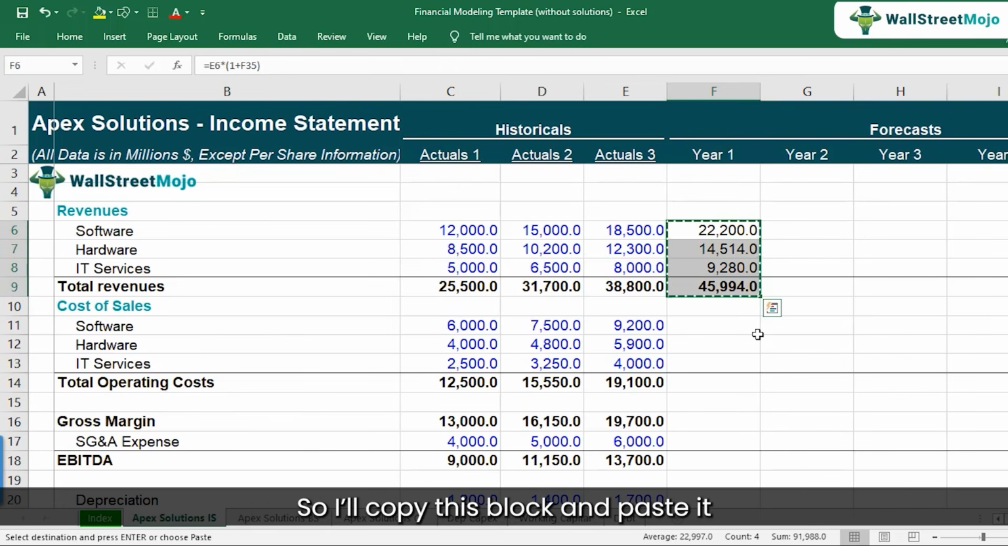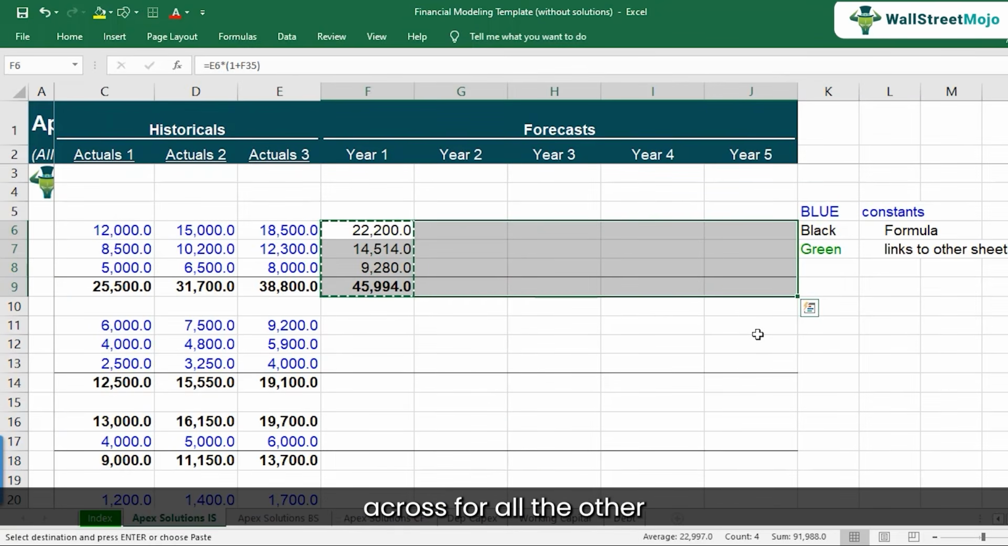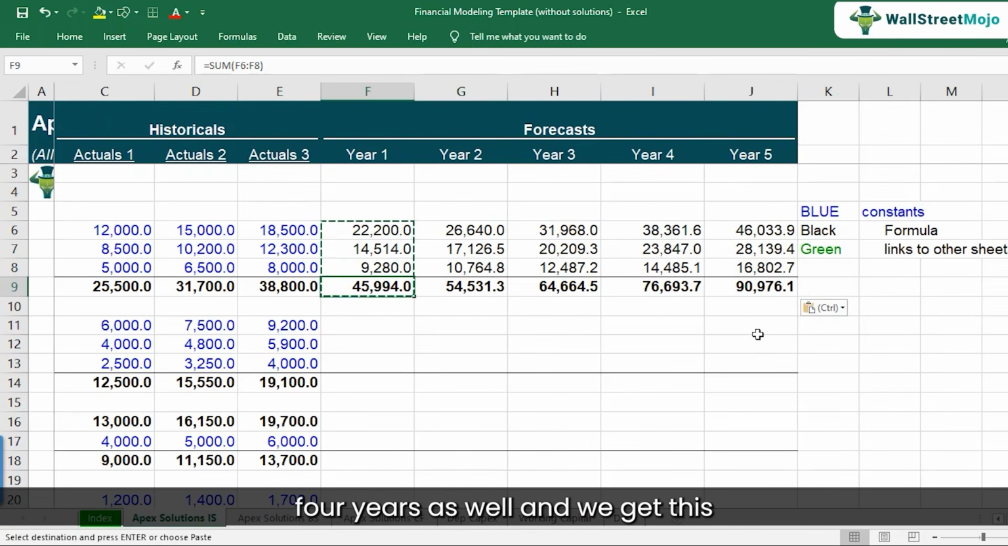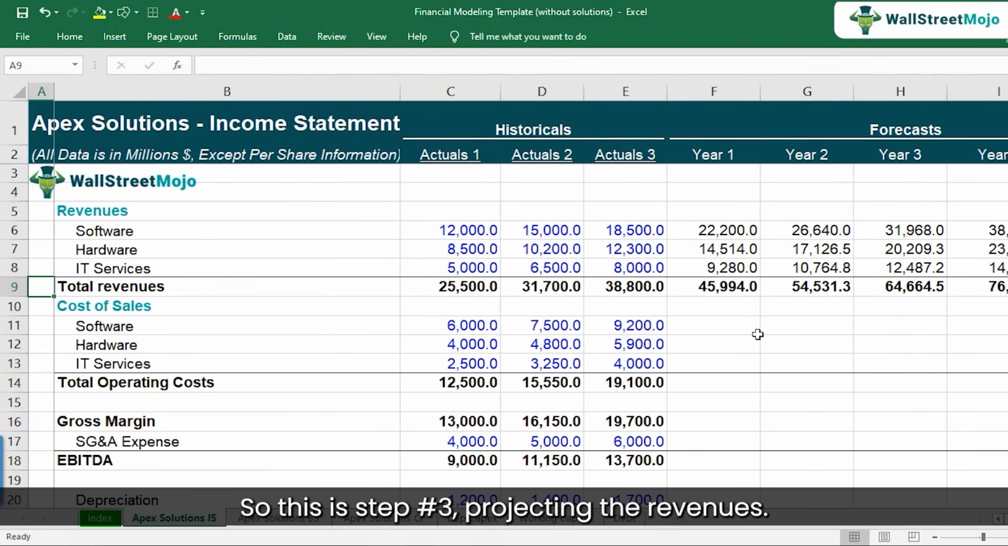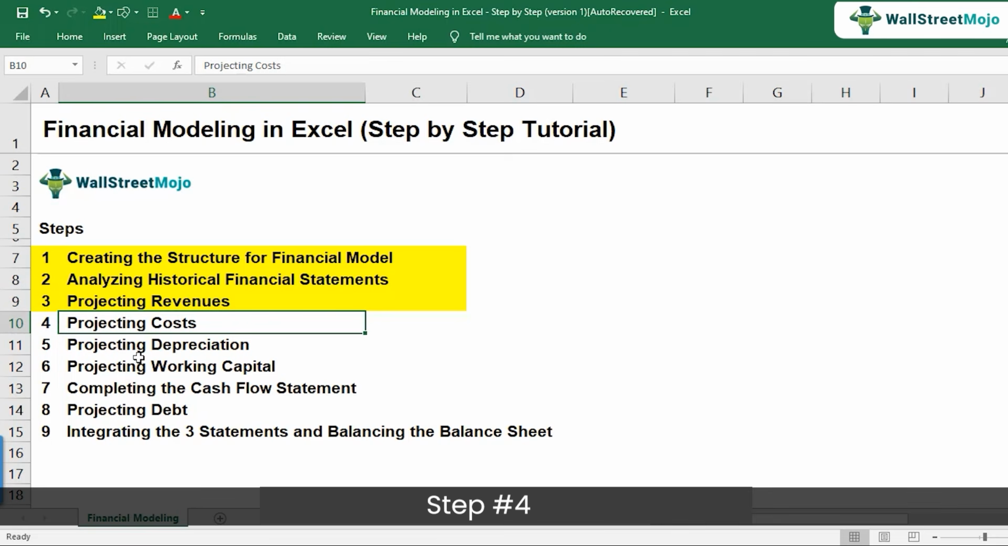So I'll copy this block and paste it across for all the other 4 years as well. And we get this total revenues for the next 5-year period. So this is step number 3, projecting the revenues. Step number 4, that is projecting the costs, right?